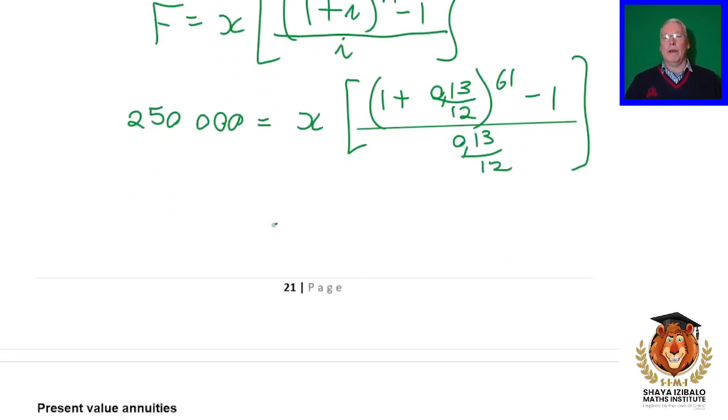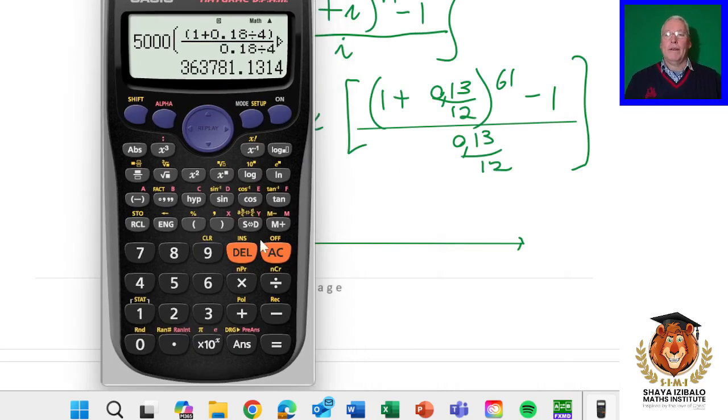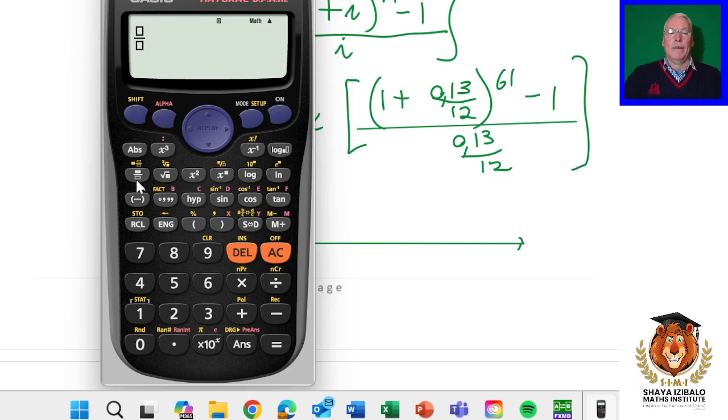Okay, so what we're going to do is work out the number that's in this square bracket, and then we're going to take 250,000 divided by that. So let's do all that. All right, so let's work out what's in that square bracket. It's actually just 1 plus fraction 0.13 over 12, to the power of 61, minus 1, over 0.13 over 12. Okay, it comes to that.